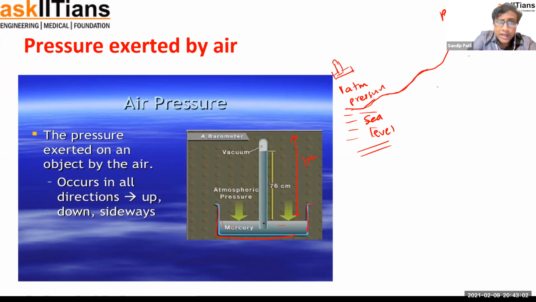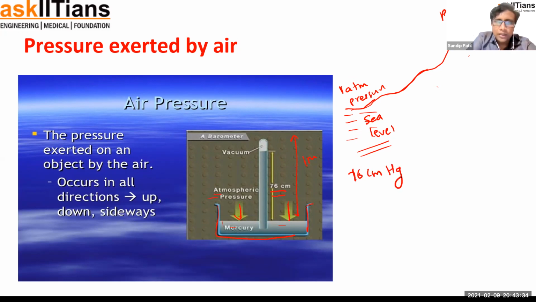Why does it rise? Because air also applies some pressure or force. This is the atmospheric pressure exerted by air on the mercury, and therefore the mercury rises up here. At sea level, it rises up to 76 centimeters. So at sea level, there is 1 atmospheric pressure or 76 cm of Hg.